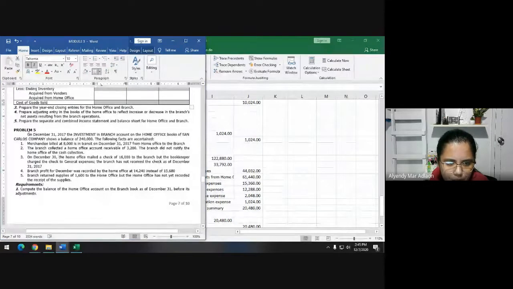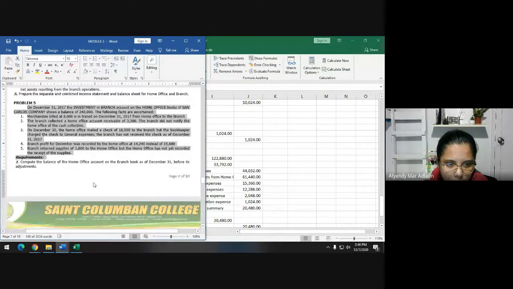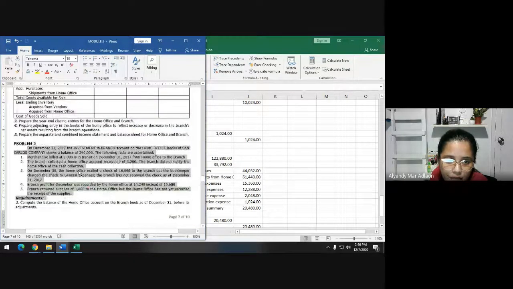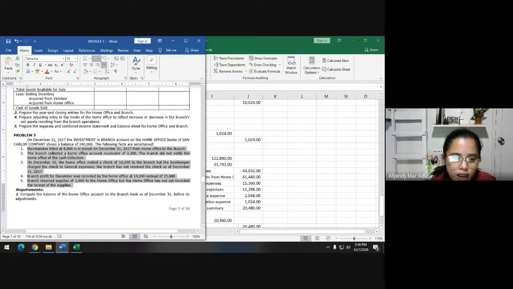And then, sa mali nga problem. Okay, so this is reconciliation of the balance of the investment in branch and home office. So actually kani nga type of problem nisudjud ni siya. Okay, even ako usahay kay maglibog ra gihapon ko. So you have to master this one.